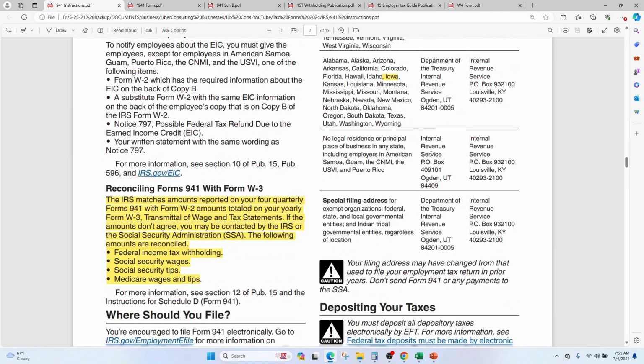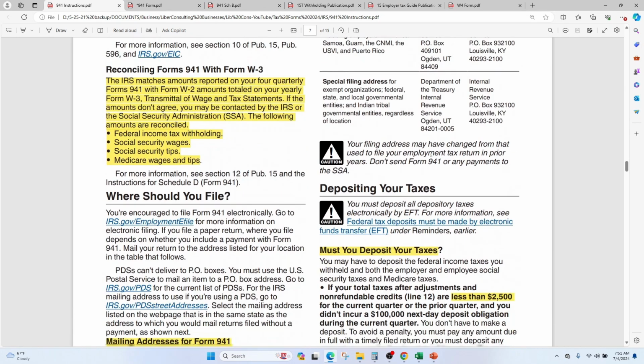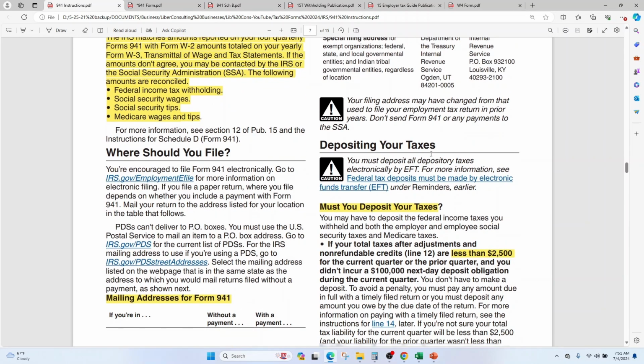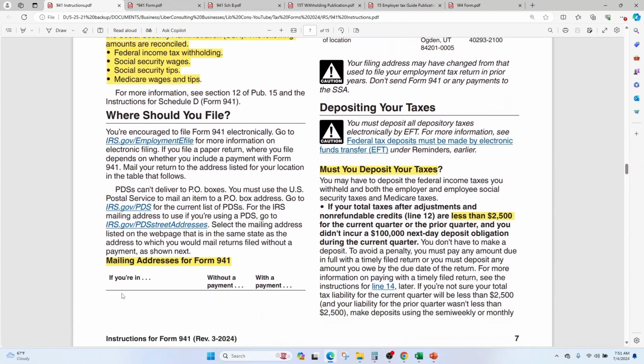And you locate the state where your business is located. And that will be the first column. The second column is without a payment. And the third column is with payment. So if you are going to insert a voucher for the Form 941 and a check in the envelope, you are mailing it with a payment.